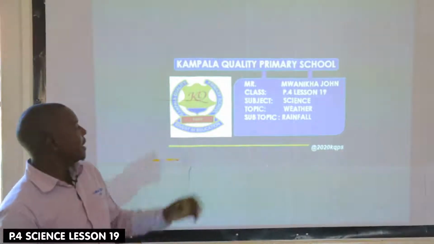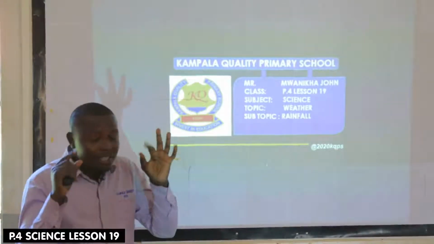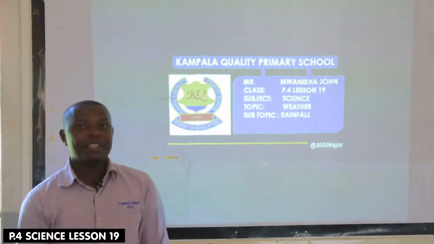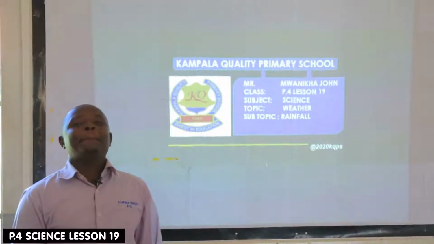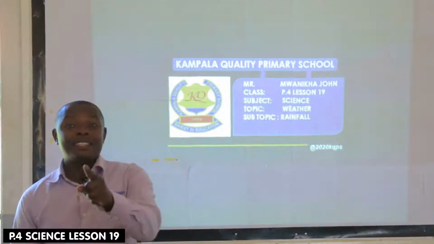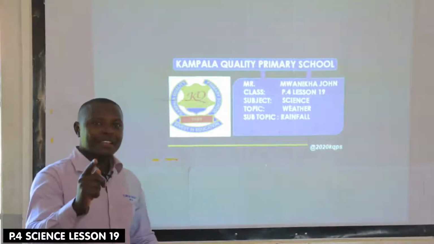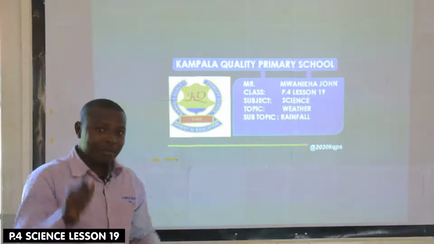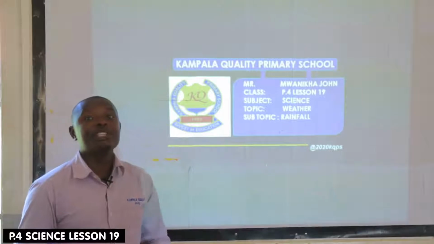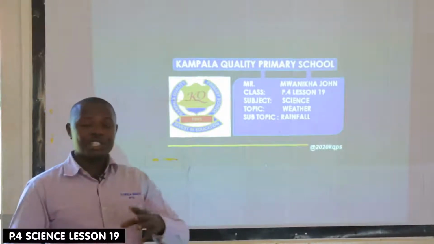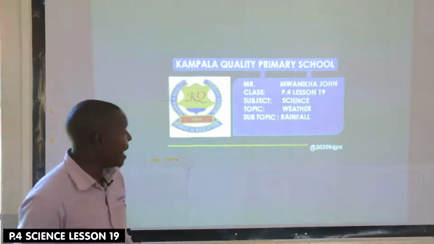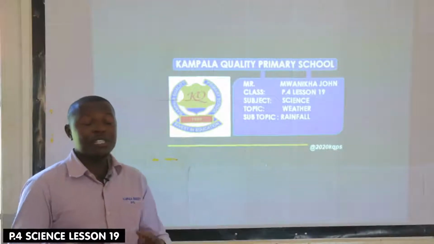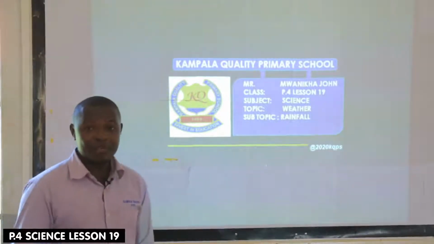My people children, I would like you to keep quiet for one second and think about what we learned last time. Therefore, we shall continue from there. You have now seen that we learned about how rainfall is formed. We are going to continue with our topic, weather, and this time we shall concentrate on different types of rainfall and their formation.